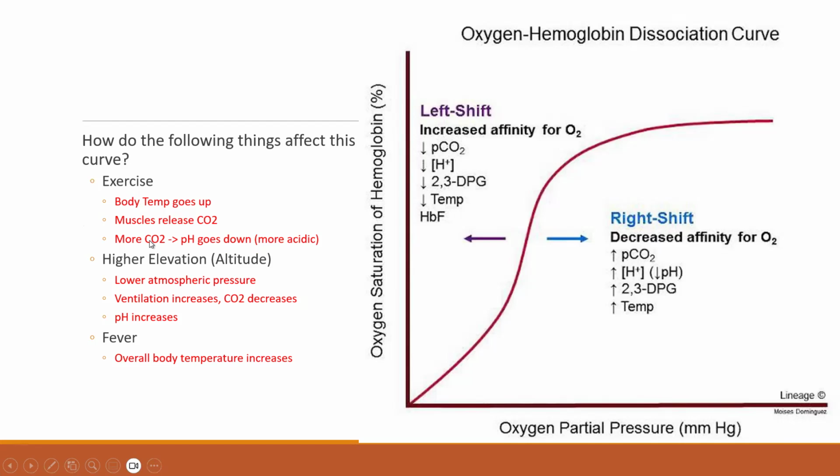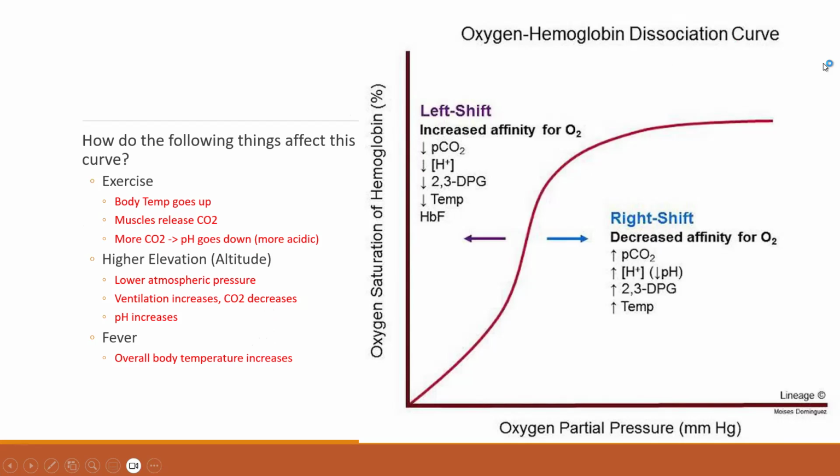So at higher elevation, you're going to have a lower atmospheric pressure. You're going to have an increase in ventilation. So you're actually going to be expelling more CO2, so that's going to be a decrease of CO2. And your pH is going to increase as well, because you're releasing more CO2 out of the body, so you're more alkaline or less acidic now. And it's going to cause a shift to the left and an increased affinity for oxygen.